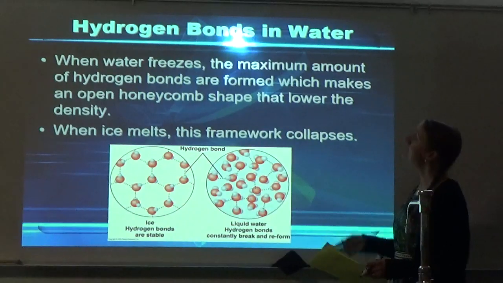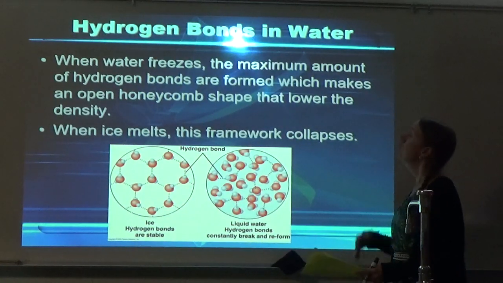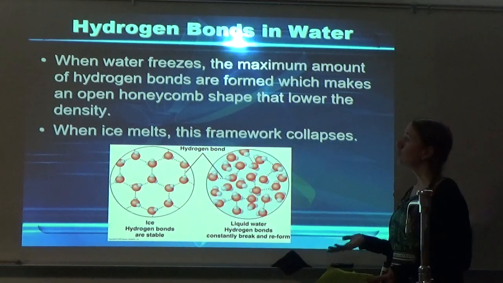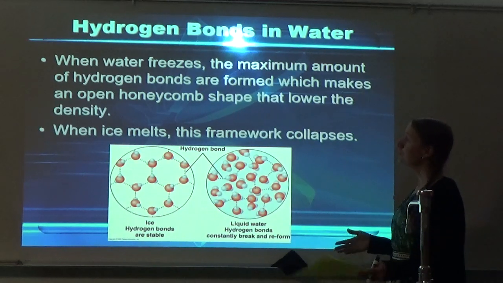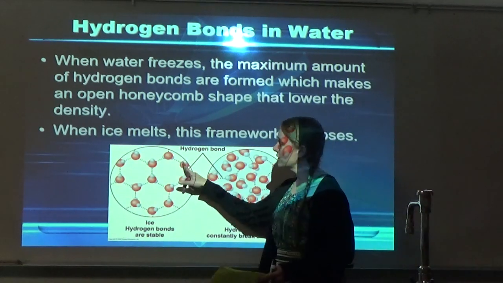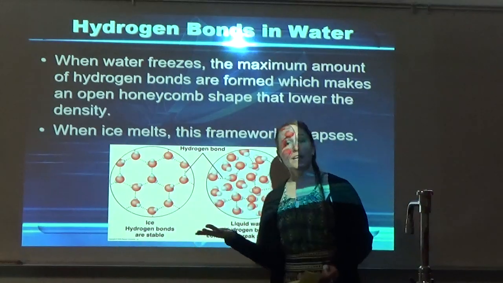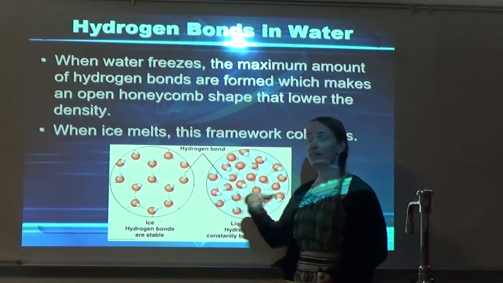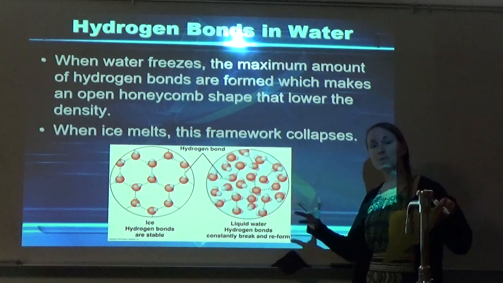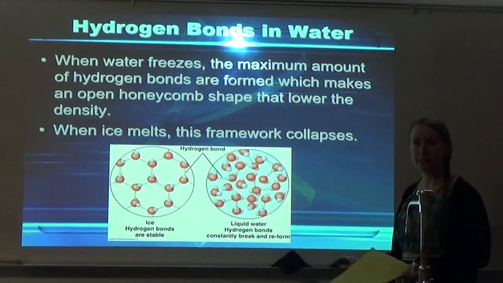So when water freezes, the maximum amount of hydrogen bonds are formed, which makes an open honeycomb shape that lowers the density. When the ice melts, the framework collapses. When it forms this open framework, it's a honeycomb shape, and there's a lot of empty space. So that's why when you freeze water, it expands, because it's forming all of the hydrogen bonding that it can.